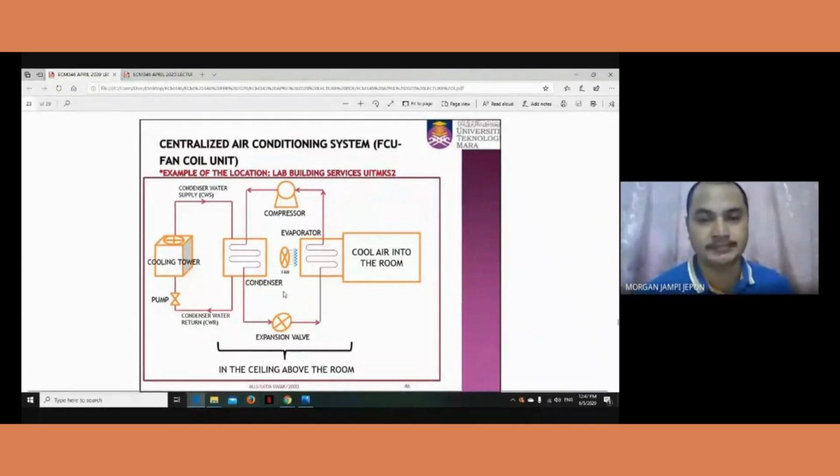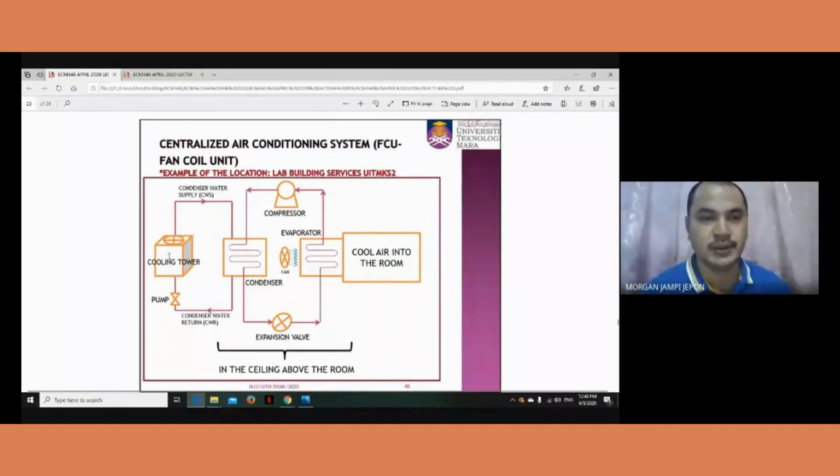So, as usual, air conditioning must consist of these 4 basic components. For FCU, these components are located on the ceiling above the room. So in the building services lab, we have these components in our ceiling. All right, 4 basic components: compressor, condenser, expansion valve, and evaporator. Okay. And the condenser, again, is hot, so we need to cool it down. And the most efficient way is by using a cooling tower.